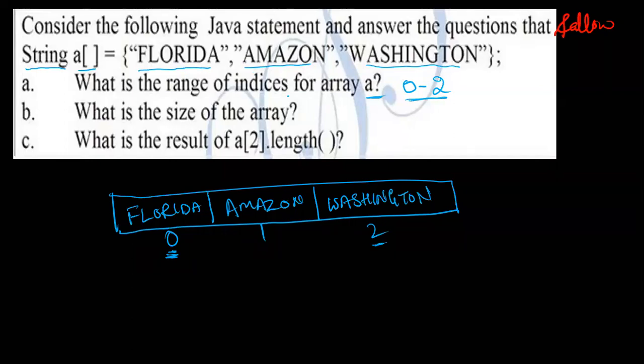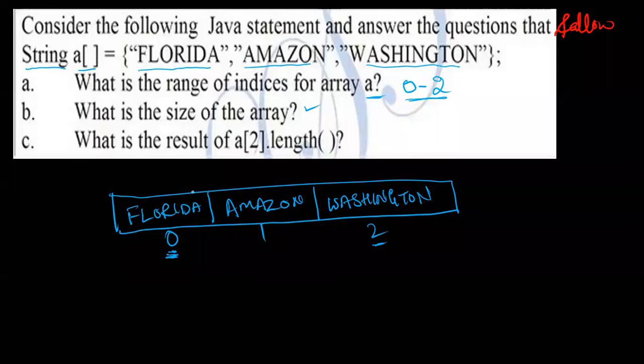Next question. What is the size of the array? Already I said what you have to do. Indices start from 0, but how do we calculate the size? How many elements are there? 1, 2, and 3. So the size of the array is 3, because 3 elements are there.